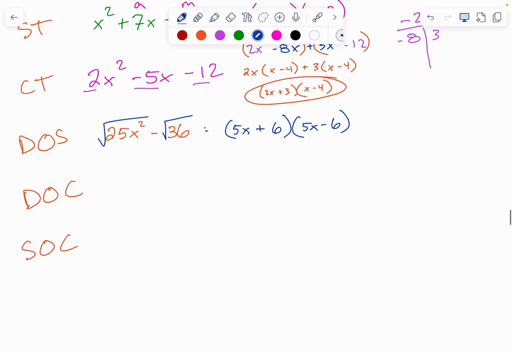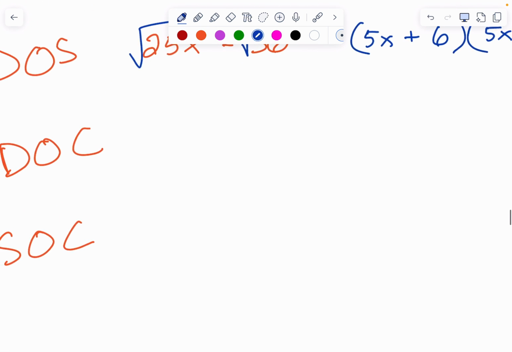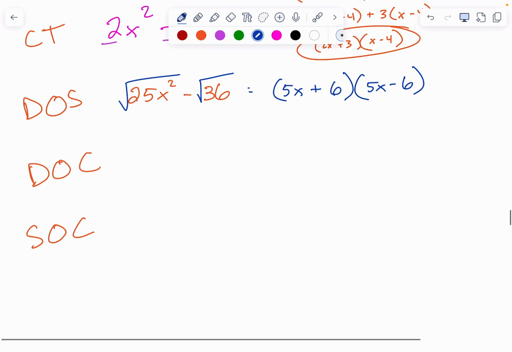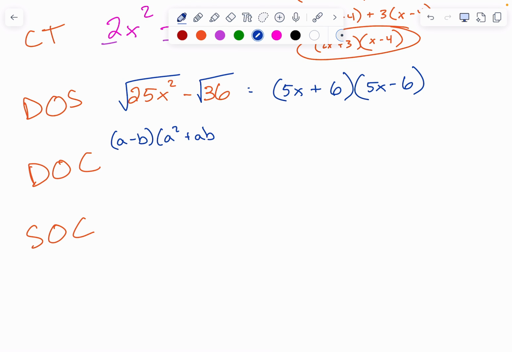Oh, no, it's the cubes. Difference of cubes is a minus b times a squared plus ab plus b squared. Okay, I'll go sum of cubes while I'm at it. A plus b times a squared minus ab plus b squared. That's the sum of cubes.